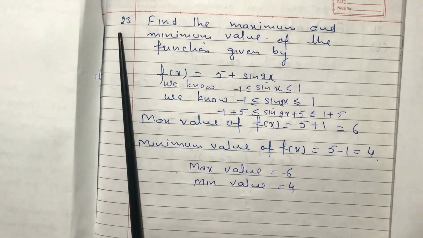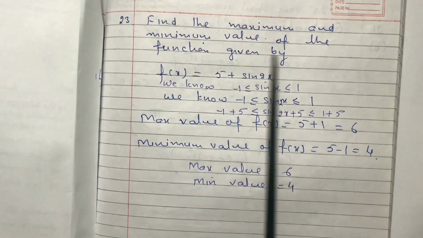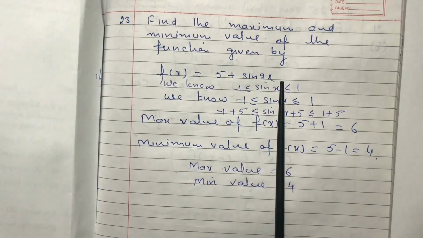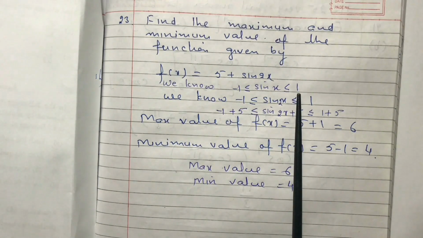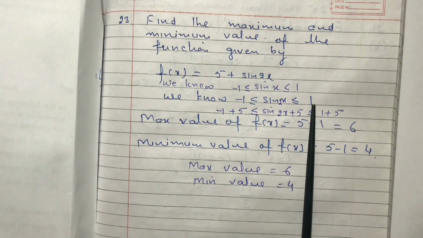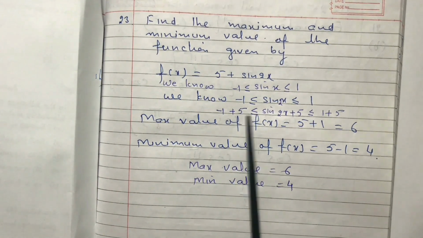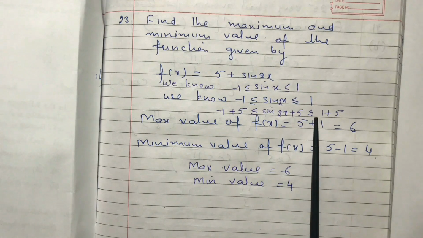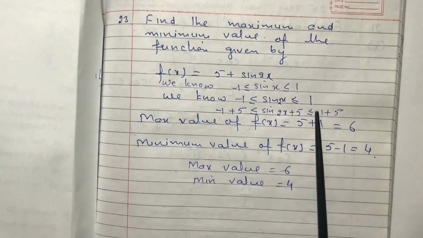Now this is question number 23. Find the maximum and minimum value of the function given by f(x) is equal to 5 plus sine 2x. Now we know sine x lies between minus 1 to 1, and sine 2x again lies between minus 1 to 1. Add 5 on both sides. So you will have minus 1 plus 5 less than equal to sine 2x plus 5 less than equal to 1 plus 5. So this is the minimum value, this is the maximum value.